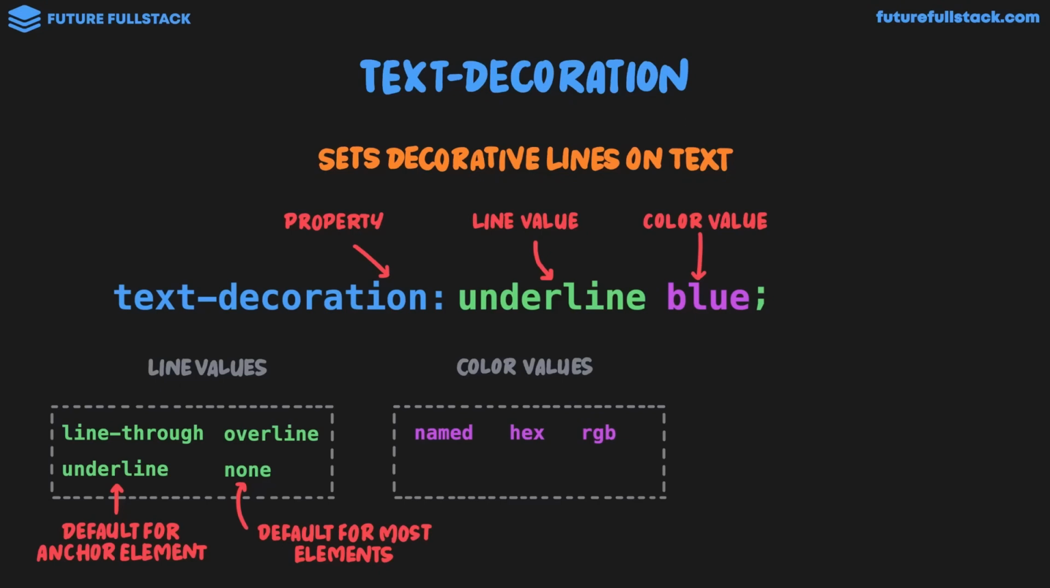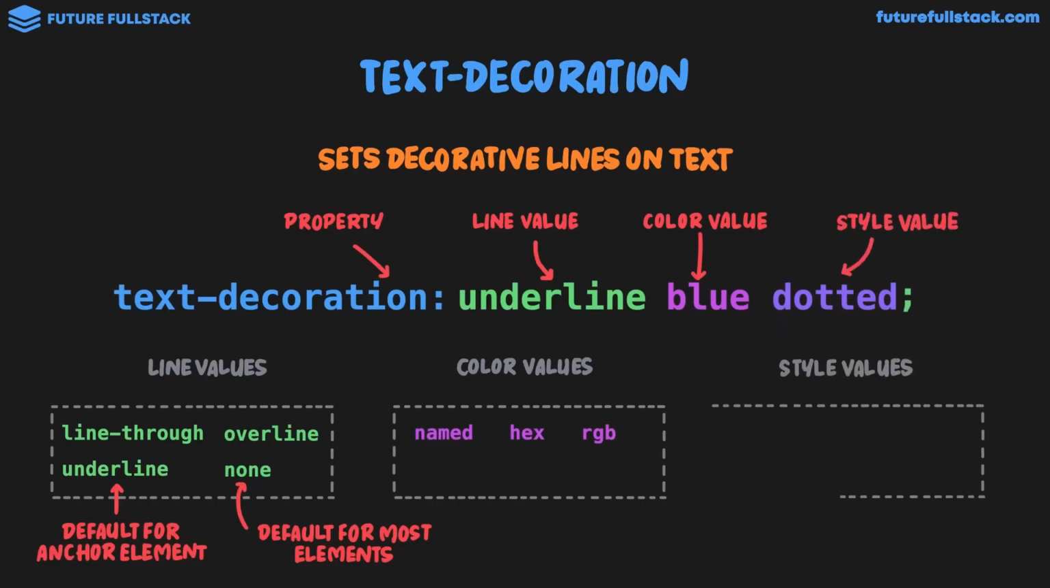We can also add a style of the line, like dotted. And this is the style value. Other style values include double, dotted, wavy, solid, and dashed. If you don't specify a style value, and just made this example underline and blue, the default value will be solid. And we've seen this in anchor tags as well.